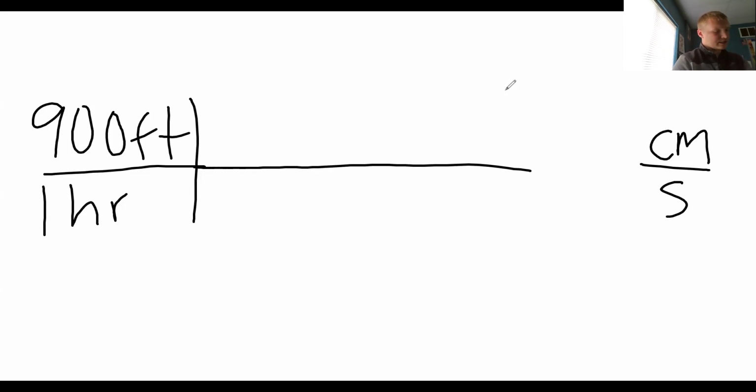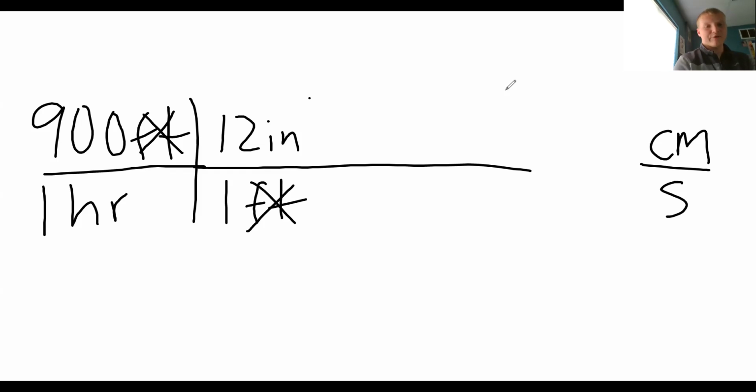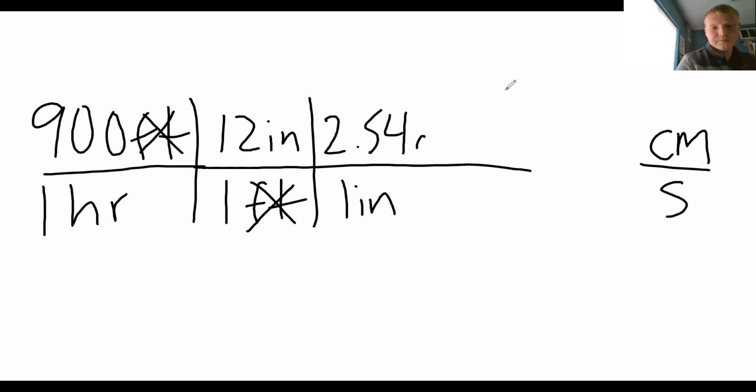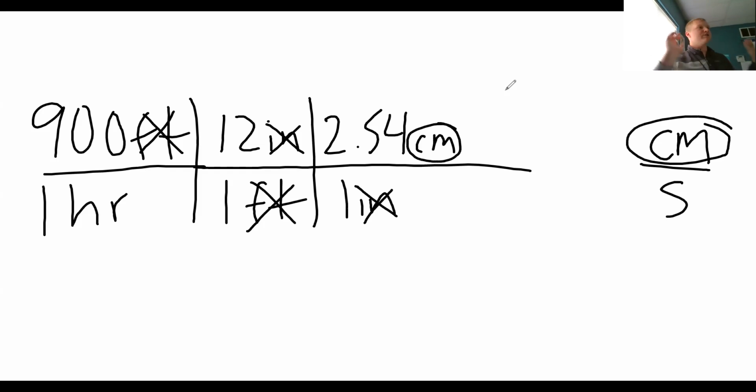Okay, so let's see if we have anything that goes straight from feet to centimeters. There's a feet to meters. Or I could do inches too. So I'm going to go for every 1 foot, there's 12 inches. So I'd get rid of my feet. And then I would convert inches to centimeters from there. So for every 1 inch, I would have 2.54 centimeters. So my inches are now gone. And I'm left with centimeters, which is what I want at the end. So I don't have to do anything else with that.